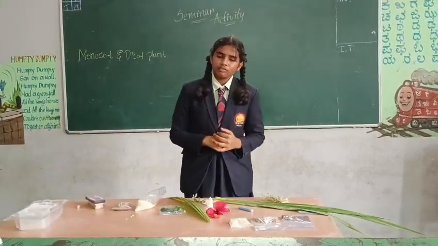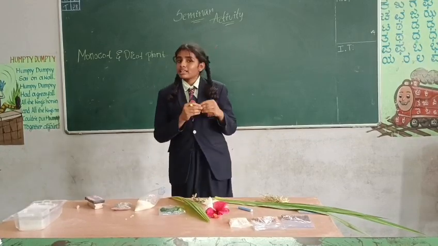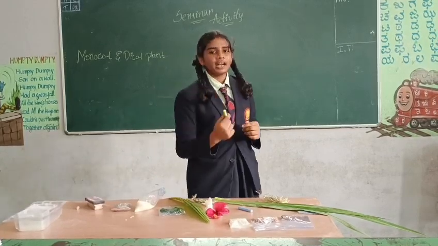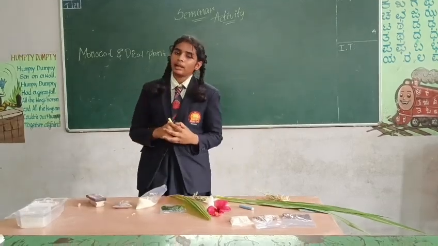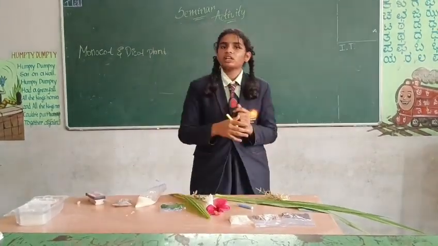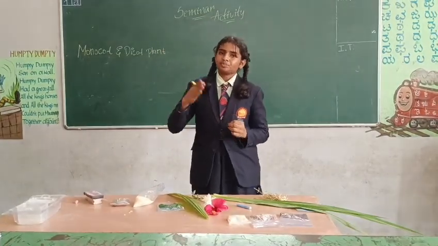We can also identify with the help of the stem. If the vascular bundles in the stem are scattered, then it belongs to a monocot plant. If the vascular bundles in the stem are in a ring shape, then it is considered a dicot plant.